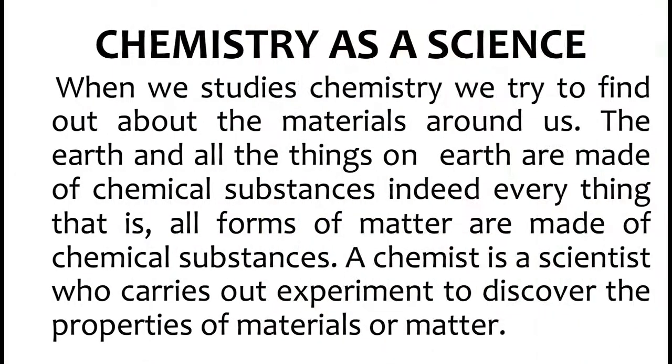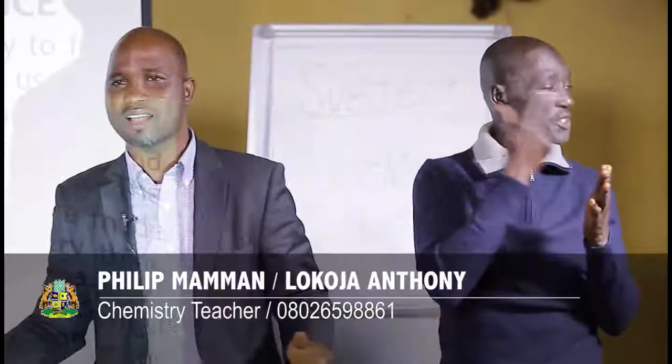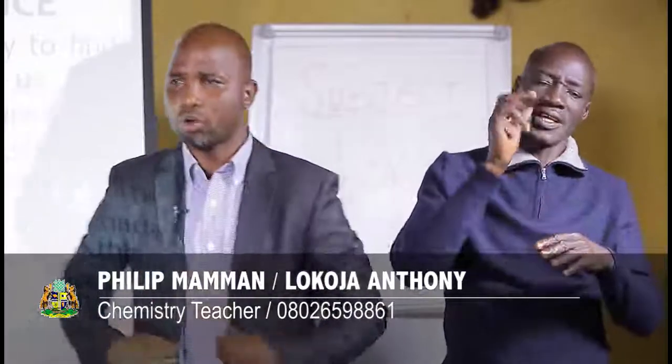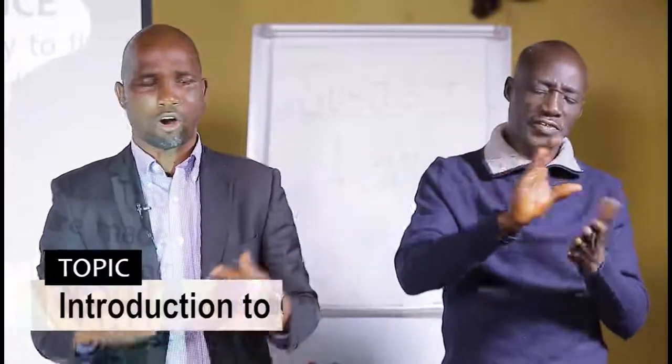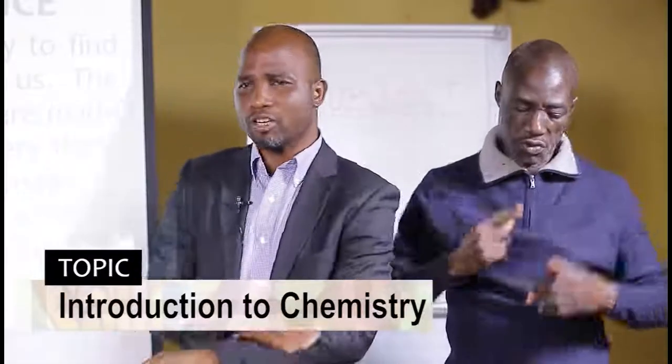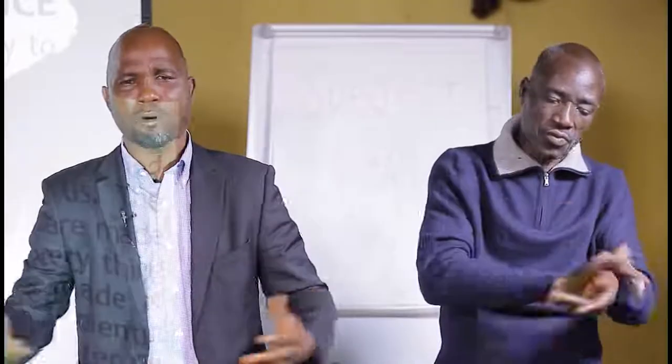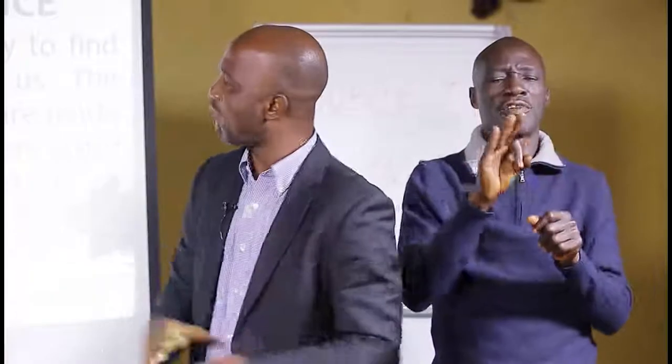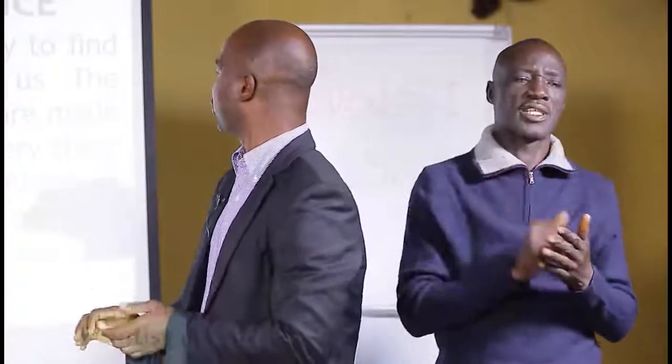Now, having mentioned that, why is chemistry seen as science? Chemistry as science. When we study chemistry, we try to find out about the materials around us. The earth and all the things on the earth are made up of chemical substances. Everything on earth, just name them: your clothing, your body, your perfume, your body cream, and so on. They are all made up of chemical elements, and that is why we study them in chemistry.